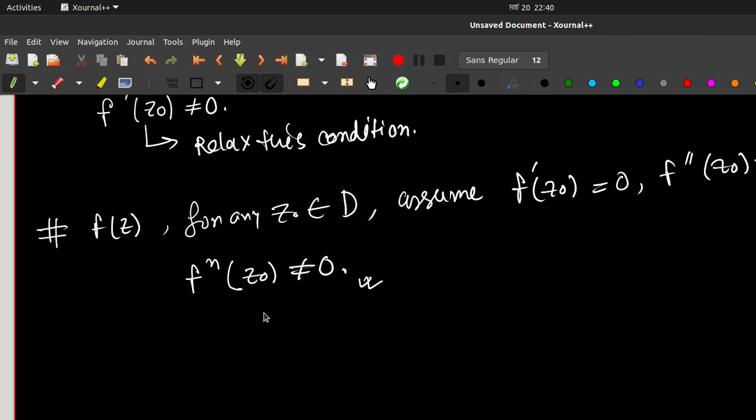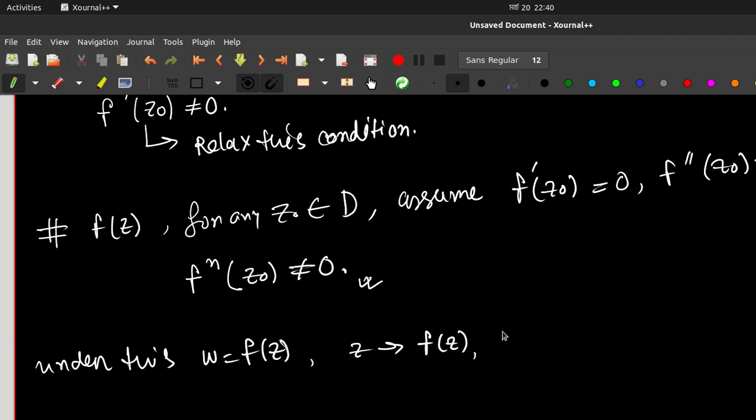So what happens when you try to map something from the z to the w plane and you have this in your pocket? That means the derivatives up to order n minus 1 all are 0. We want to show that under this mapping, w equals f of z, that means the mapping where z goes to f of z, this mapping will magnify the angle between two intersecting differentiable arcs that meet at z naught n times.